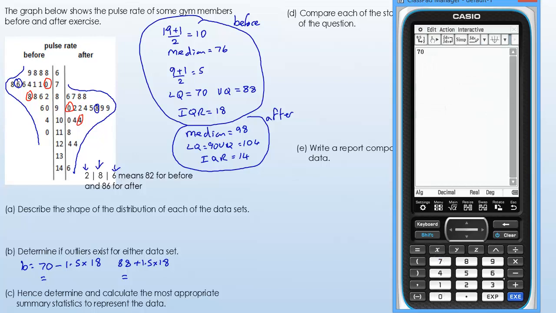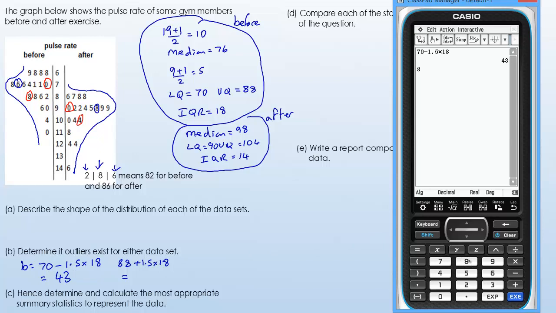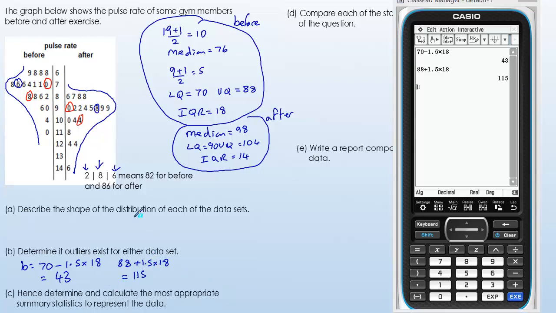And I'll do 70, take away 1.5 multiplied by 18. That gives me 43. We certainly didn't have any data lower than that. And then we've got 88 add 1.5 multiplied by 18. That gives me 115. And we can see that the highest data value here is actually 110. So no outliers for the before.